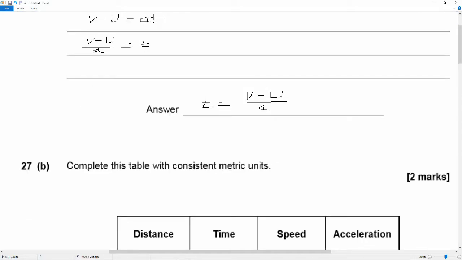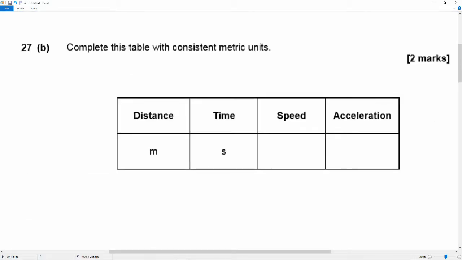Okay, so 27b says complete this table with consistent metric units, and they've chosen the metric units meter for distance and second for time. So if we're measuring distance in meters and time in seconds, then speed, well, speed is distance divided by time. So to keep the units consistent, our distance must be in meters and our time must be in seconds. So our units are going to be meters per second.